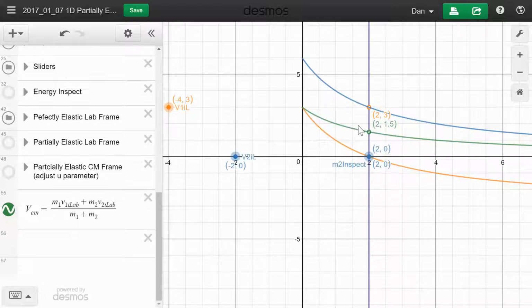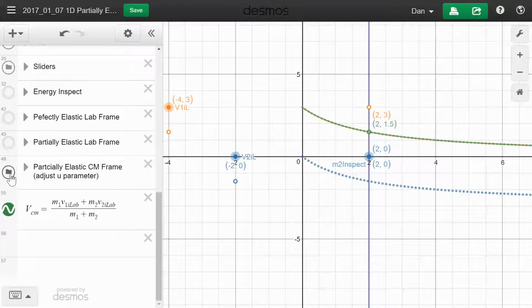The green here is the velocity of the center of mass. Now, just to show you, if you wanted to view this from the center of mass frame, it looks like both balls are moving towards the center of mass at the same but opposite speed, which will be half, which is 1.5 meters per second here.